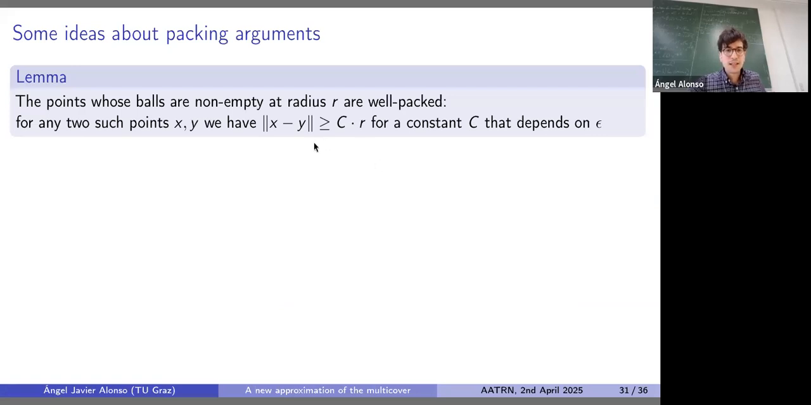So one thing to note is that for a given radius, some points are still present. Some balls have not disappeared yet. Some balls are non-empty. This subset of points is going to be well packed. What do I mean by this? For any two such points x and y, they are going to be at least this distance apart: some constant c that depends on epsilon, times r. And this is going to follow by construction.